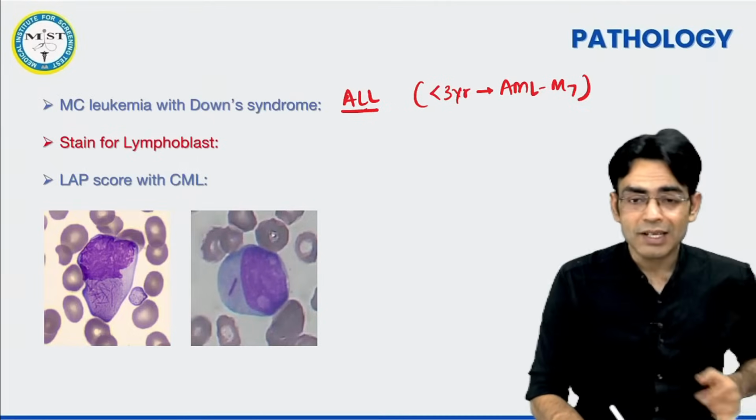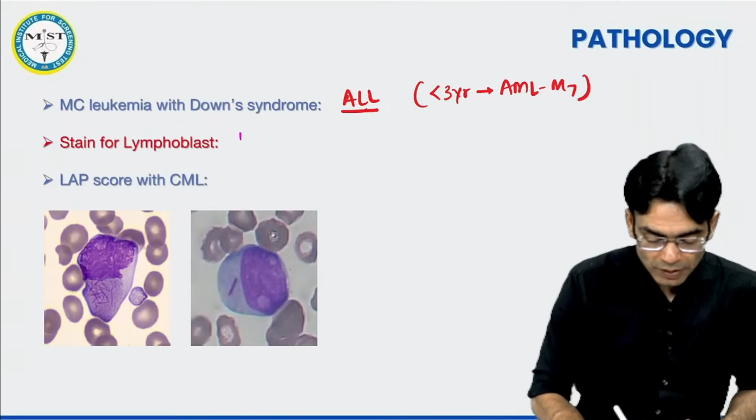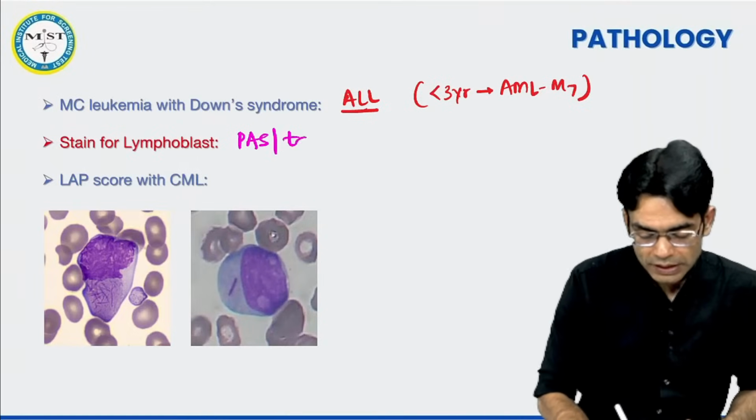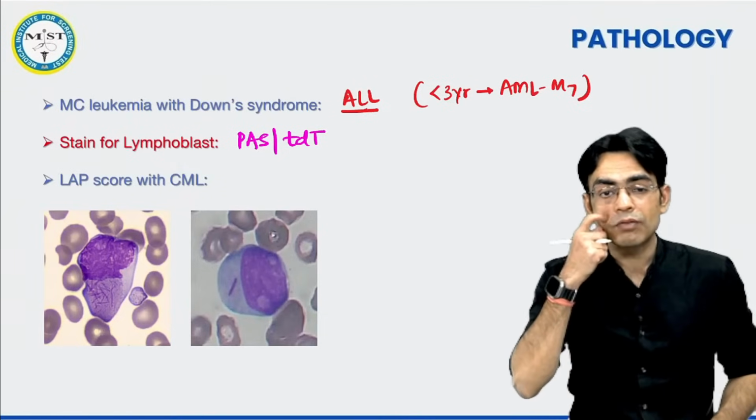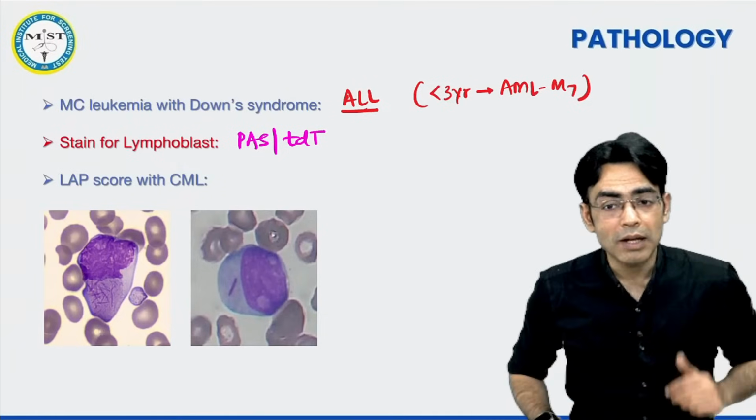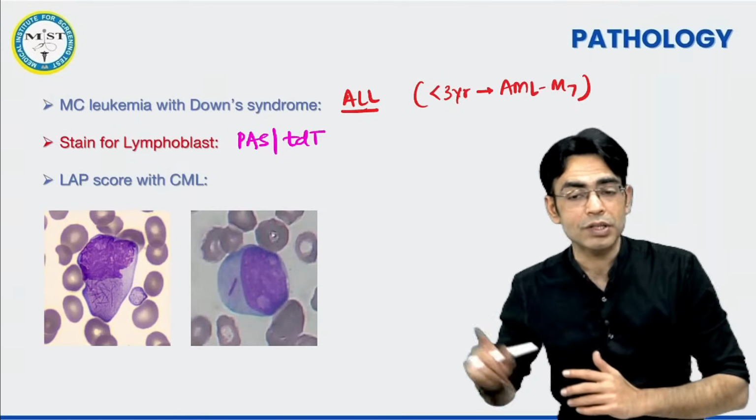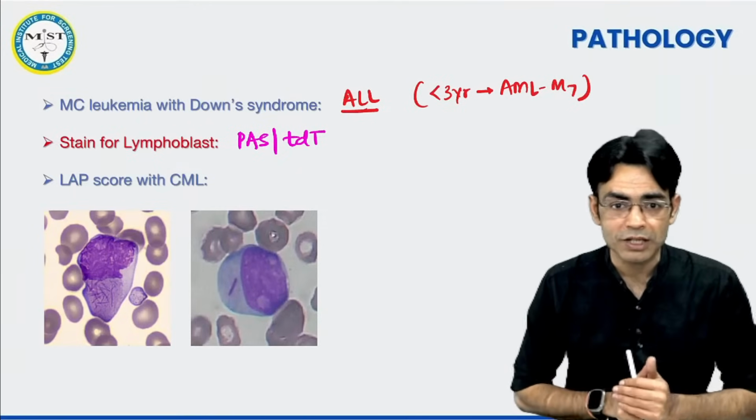Stain for lymphoblast, which I just discussed with you: it is either PAS or TDT. So whenever there is a lymphoblast, it is either periodic acid Schiff positive or terminal deoxynucleotide transferase positive.